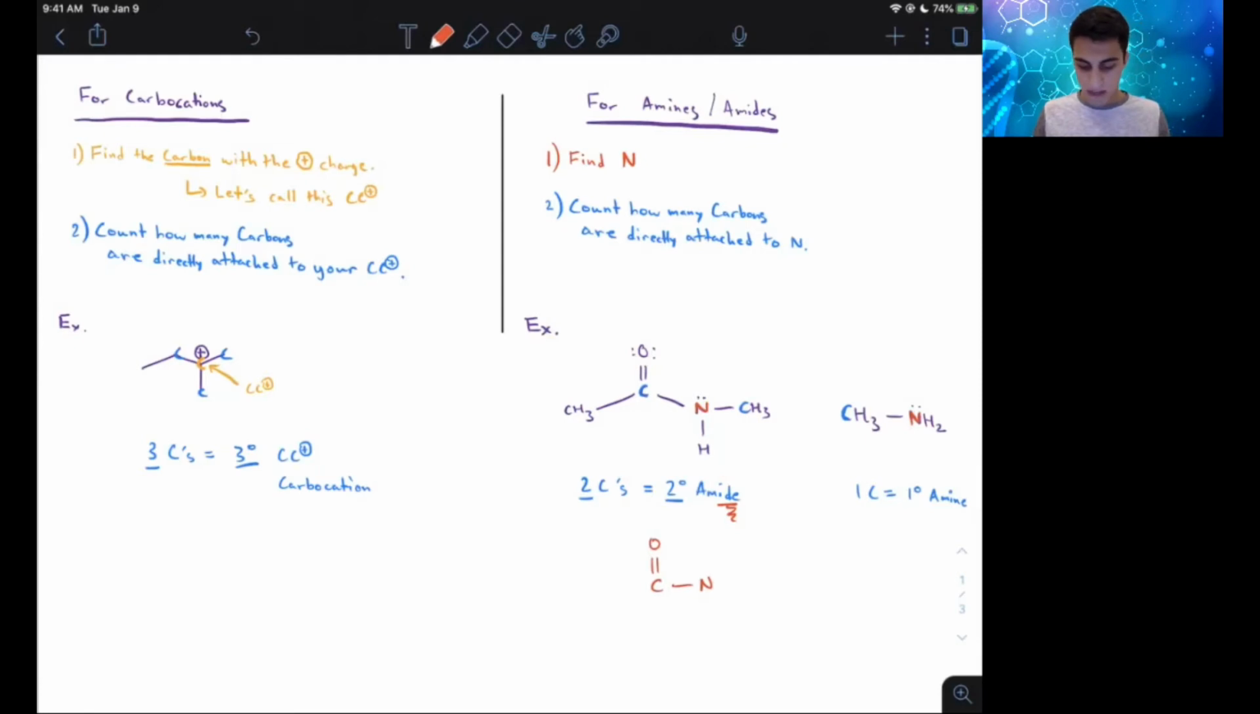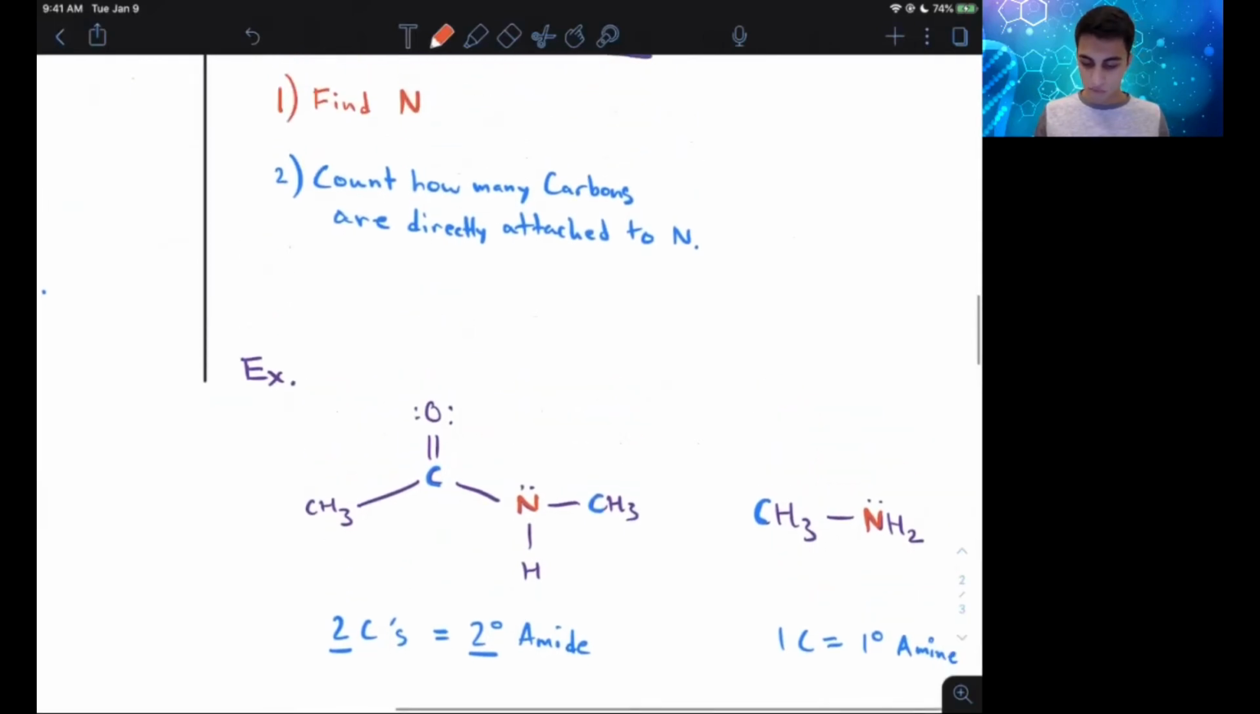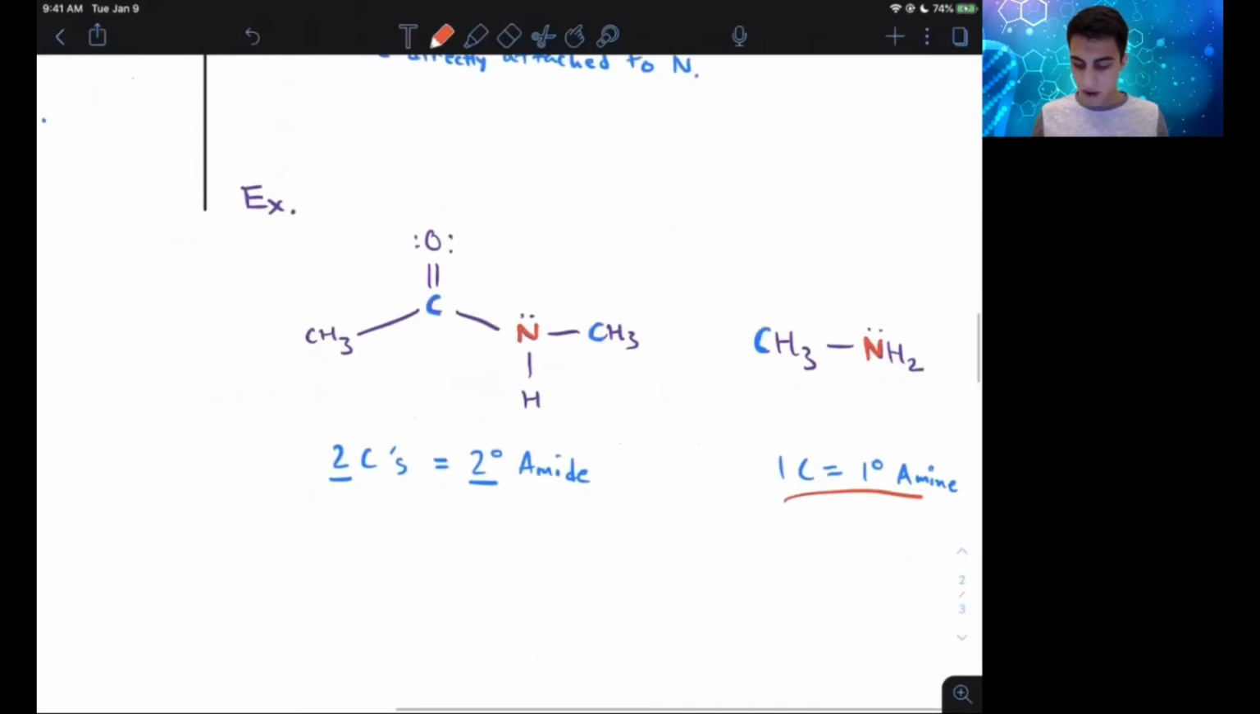All right. Now, what if we were talking about this example over here? So again, we look back at our rules. Rule number one is find your N. And rule number two is count how many carbons are directly attached to that N. And so we have 1 carbon here directly attached to the N. So 1 carbon is going to give us a primary amine.